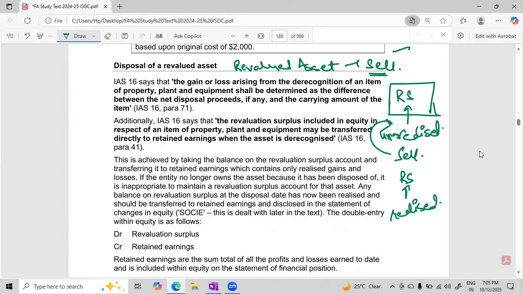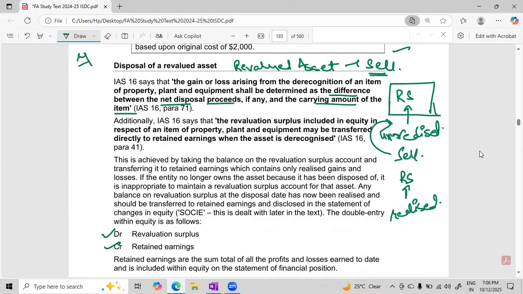So that's why we would make the entry debit revaluation surplus and credit retained earnings. Okay, see, first let's read this a bit. The gain or loss arising from derecognition of an item of property, plant, and equipment shall be determined as the difference between the net disposal proceeds and the carrying amount. I will tell you this.